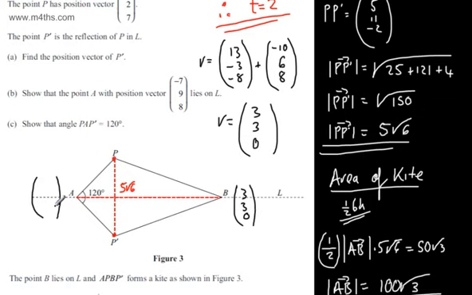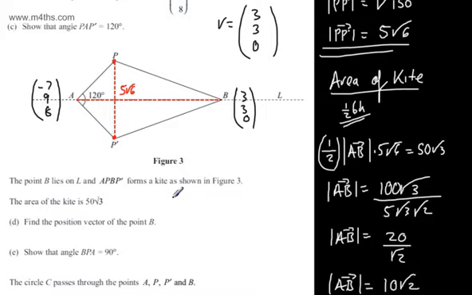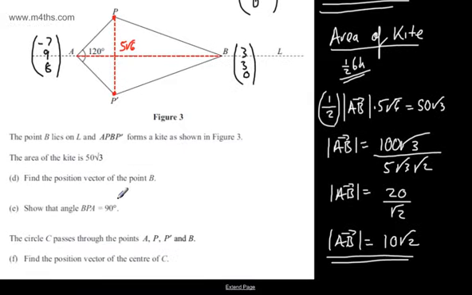So let's just put this one back on. So we've got -7, 9 and 8. So all I've done is consider now the area of this kite and just work that out from there.